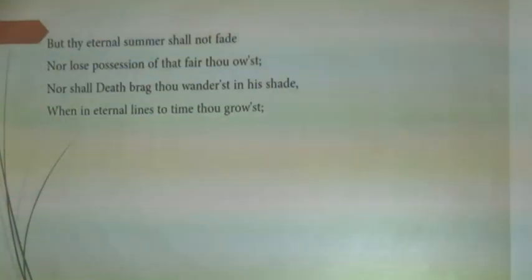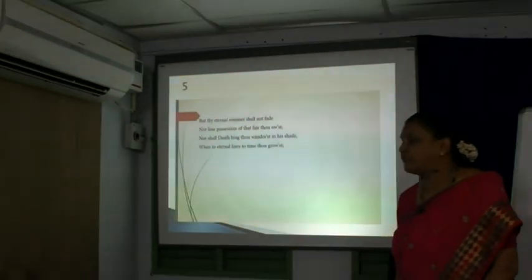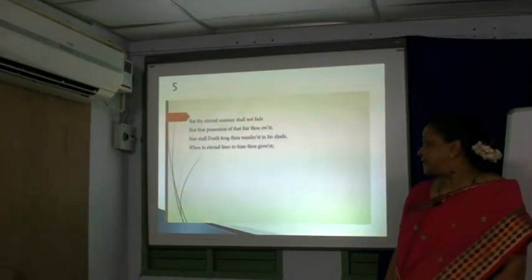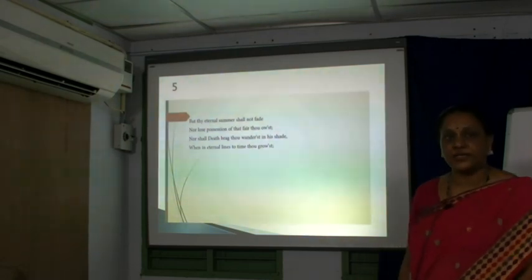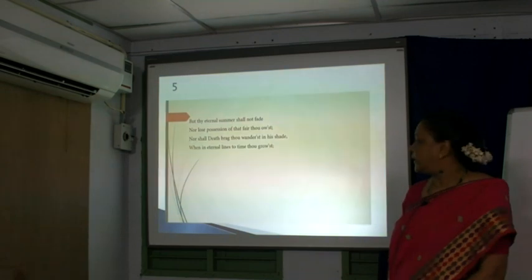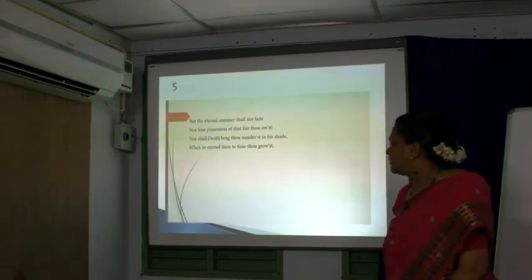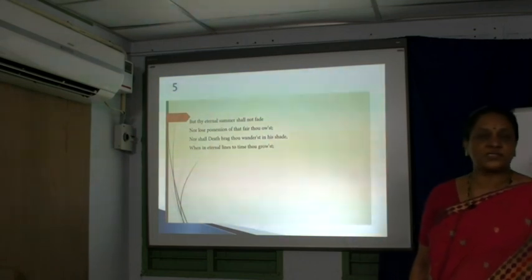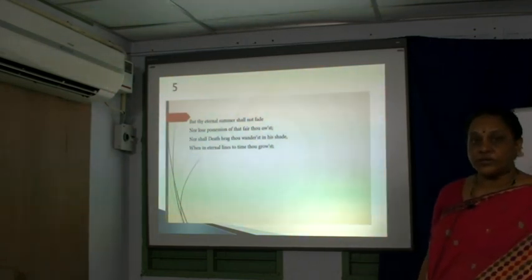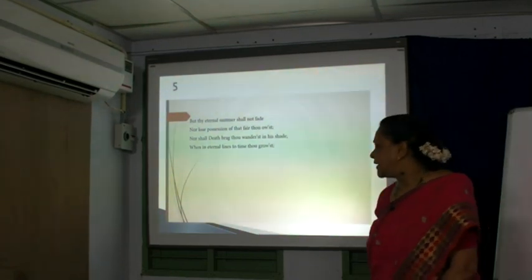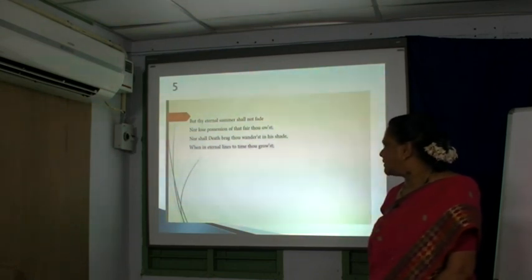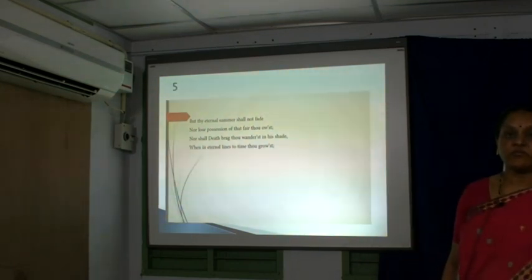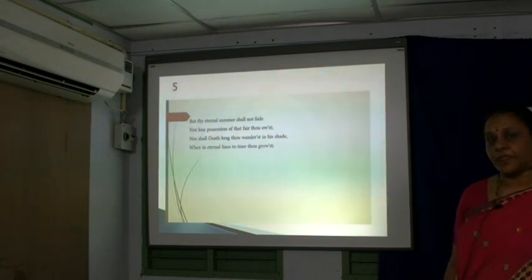So in the next quatrain: but thy eternal summer shall not fade. Now he tells about the beauty and youthfulness of his friend. He says the beauty and the youthfulness of his friend is eternal, not like the summer's day, because: nor lose possession of that fair thou owest. So he assures his friend that he will not lose his beauty or youthfulness, what he owns, forever. He gives the reason for that: nor shall death brag thou wanderest in his shade. He says that death cannot proudly proclaim for having taken away the youthfulness and beauty from his friend.